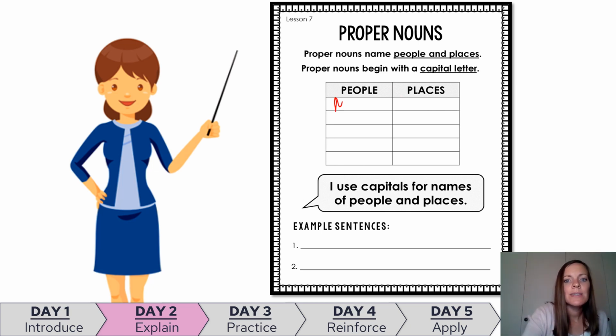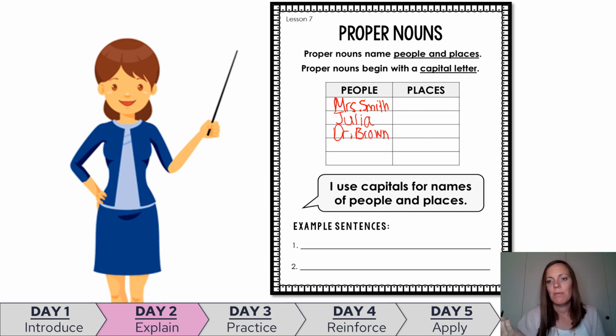Good, Mrs. Smith. Remember, we need a capital to show that it's a specific name, and I have my period because it's an abbreviation. Can someone think of another one? Yeah, Julia, capital J. Okay, Dr. Brown. Doctor, I can abbreviate and do a period there. Dr. Brown. Good. Who can think of a name of a place?